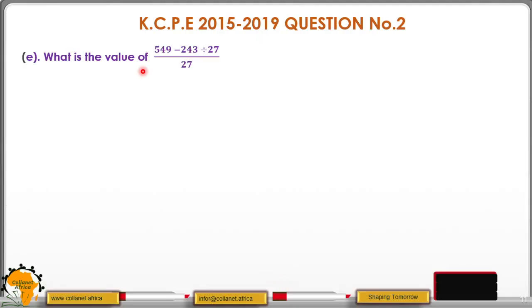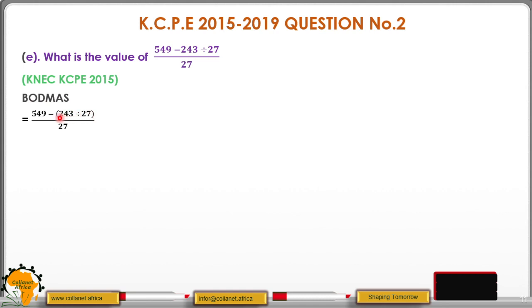We move on to this question. What is the value of this? In this case, we have subtraction and division. We always use BODMAS when we find different signs. Also, this one means division, and so we use BODMAS. So bracket, orders, division, multiplication, addition, and subtraction. So in this case, we are going to start with the division.